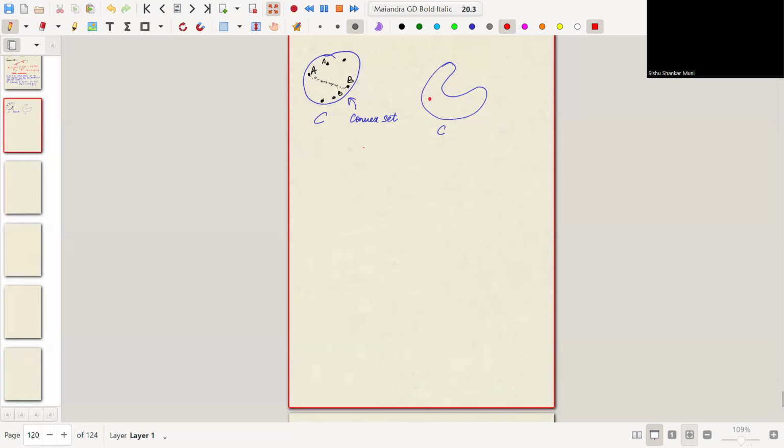Say I take these two points A and B, then you take the convex combination of them. Every point that lies here is also lying inside set C. So it is a convex set. Okay.